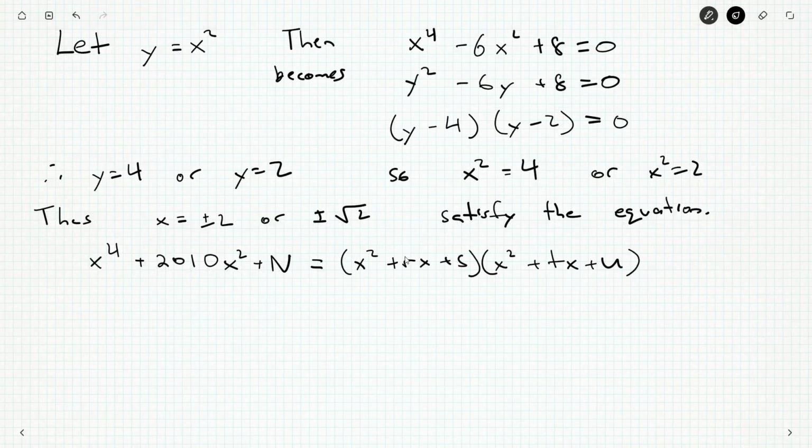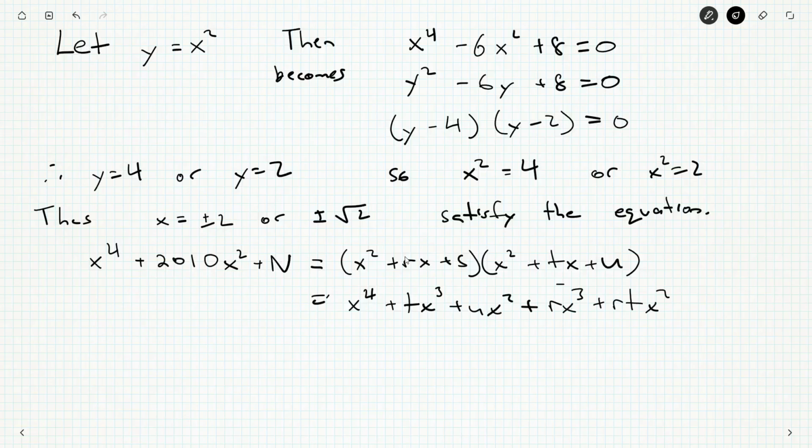Everything else comes later. You know, r can't be 0 and so forth. But what we can do is expand this right-hand side. You get x to the 4 plus tx cubed plus ux squared plus rx cubed plus rtx squared plus rux plus sx squared plus stx plus su.